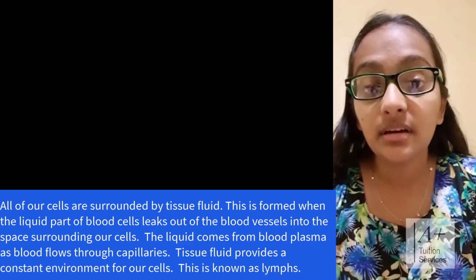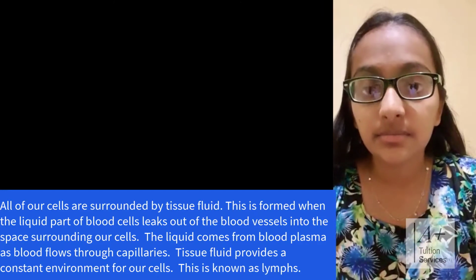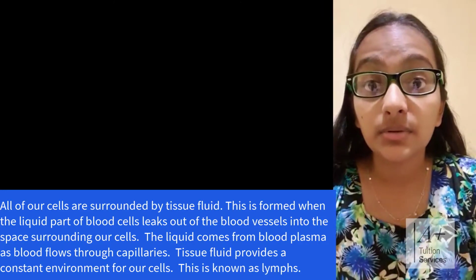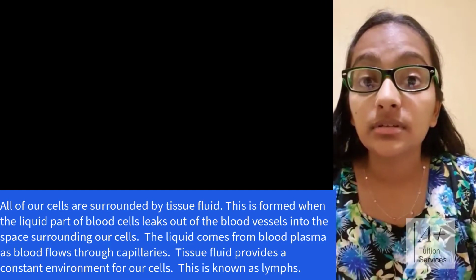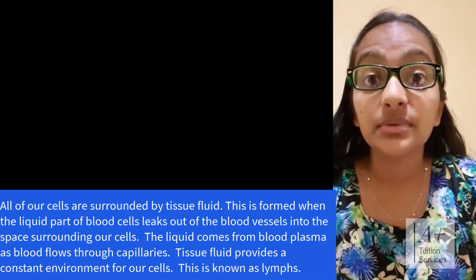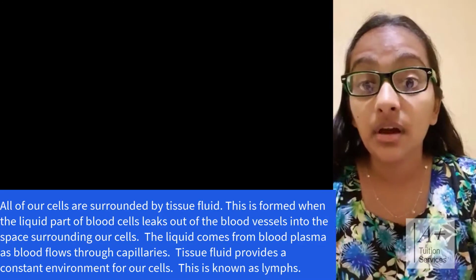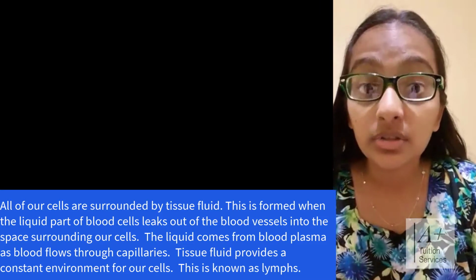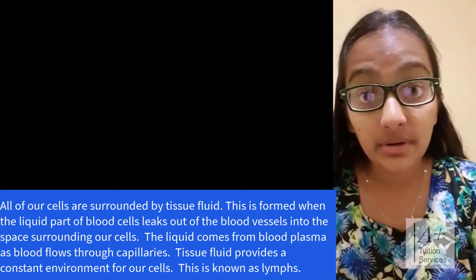So today I'll be talking about lymph and the lymphatic system. We could start with how lymph is formed. Firstly, we're dealing with tissue fluid. Tissue fluid is basically formed when the liquid part of the blood leaks out of the blood vessels and into the spaces surrounding the blood cells.